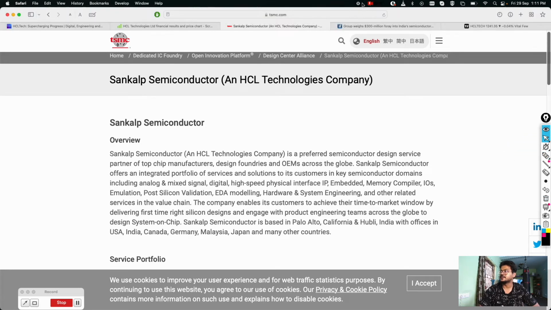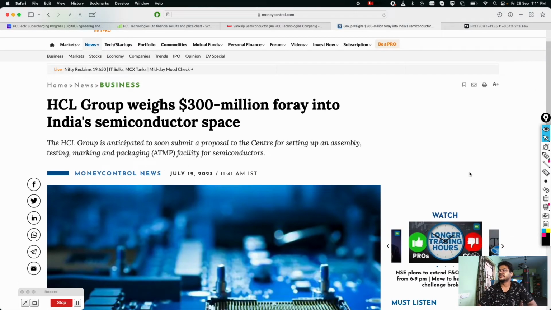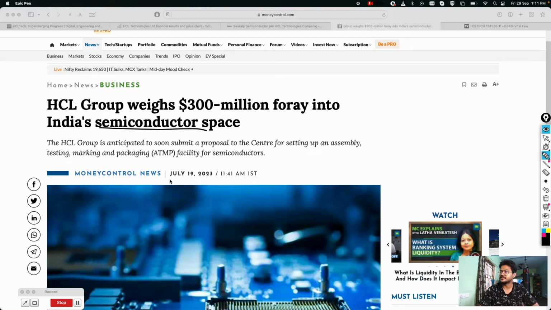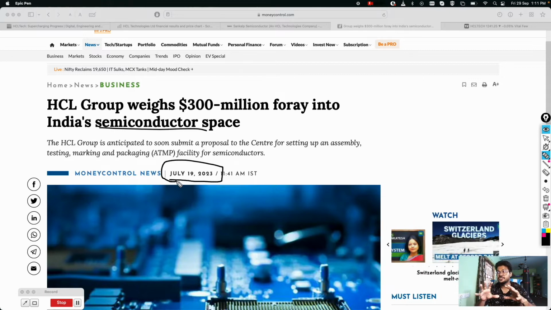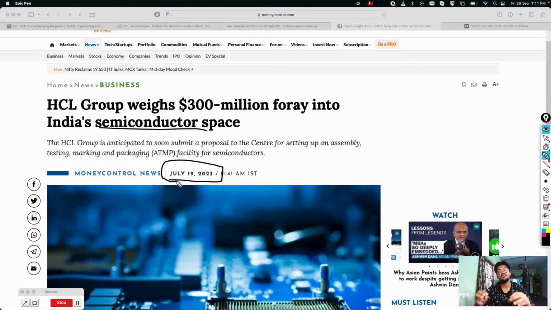Now one more article I want to show, that is the Moneycontrol article. You see, HCL Group weighs 300 million foray into India semiconductor space. This is an old article, obviously, 19 July 2023, but we are getting a picture that HCL Technology is getting massively involved in the semiconductor business as well, along with the IT software business, right? So it's a very good thing, right?